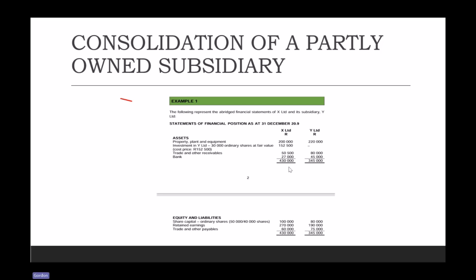So you will see when we start doing questions, all the retained earnings that we bring into the consolidated financial statement are the retained earnings post acquisition. We don't include anything pre-acquisition, because we did not take part in it. It's not ours. It belongs to the subsidiary.